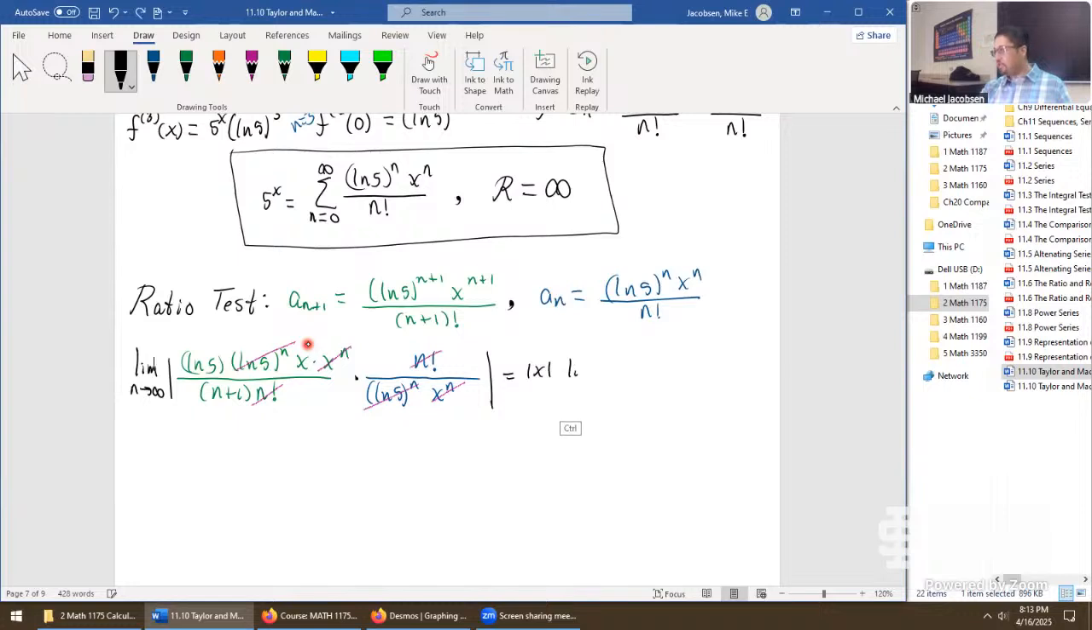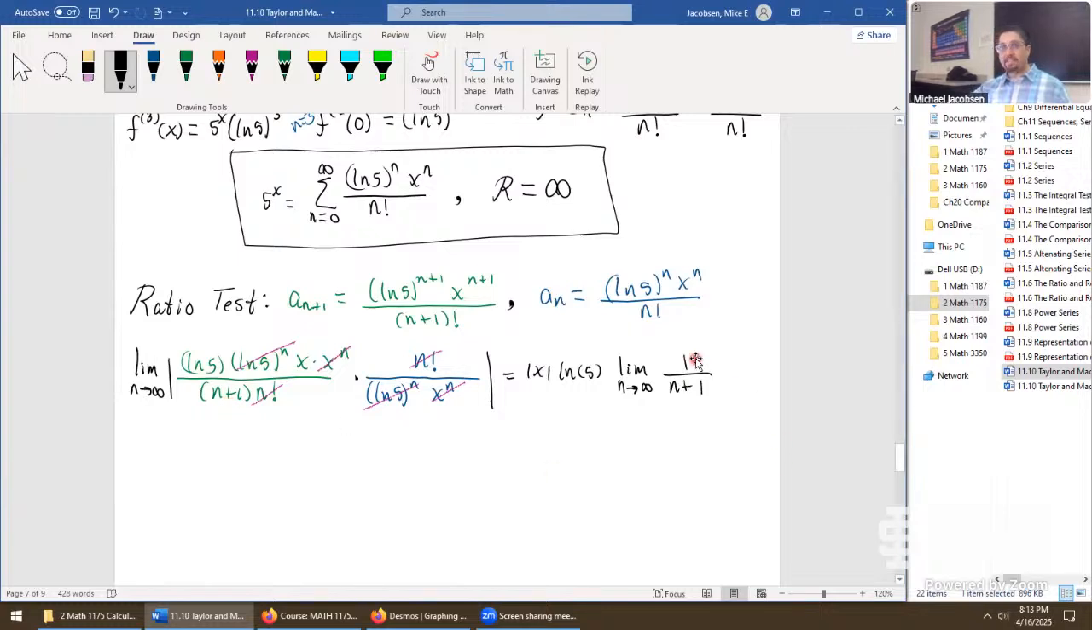Then, let's pull out even more. Natural log 5 is also a constant, just like the absolute value of x is. So the absolute value of x and natural log 5 are not indexed by n in the limit, so we can rewrite them this way. Factored out, the only thing left behind is 1 over n plus 1.